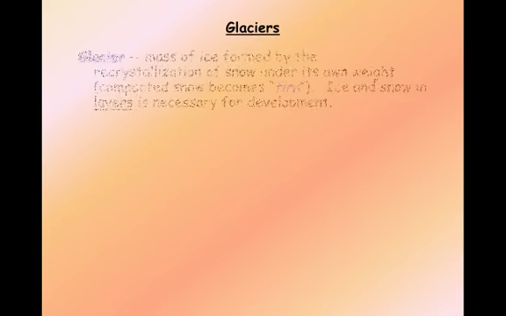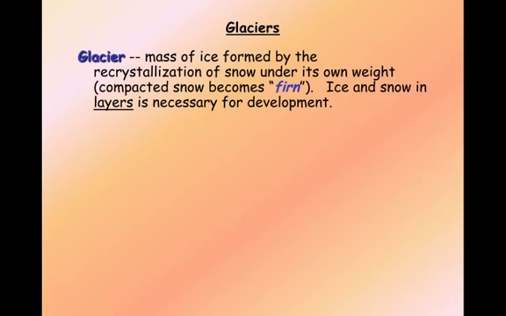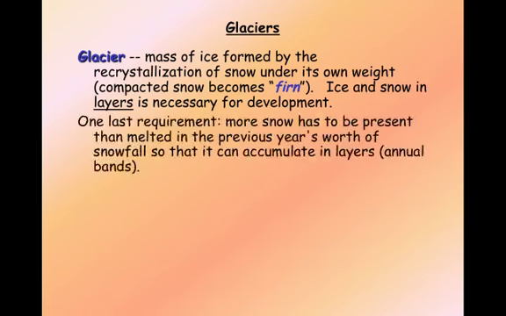There are two types of glaciers that we've talked about. A definition of a glacier is a mass of ice formed by the recrystallization of snow under its own weight, and the compacted snow becomes what's called firn. Ice and snow in layers is necessary for development. One last requirement: more snow has to be present than melted in the previous year, so snowfall can accumulate.